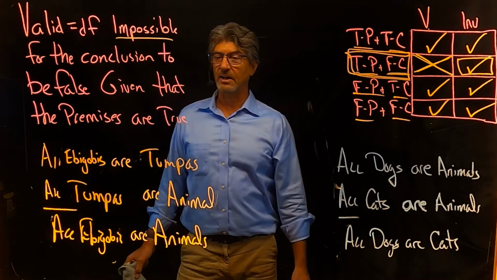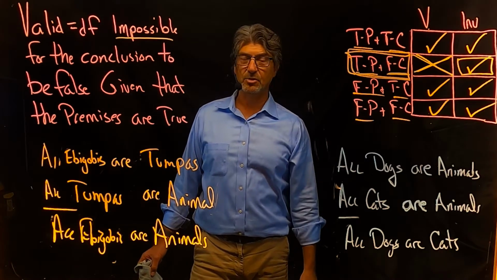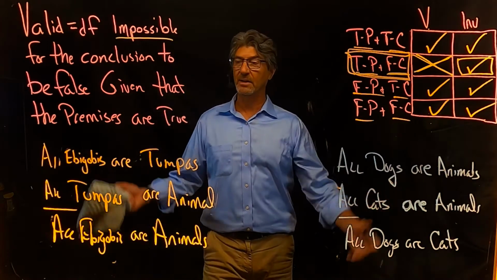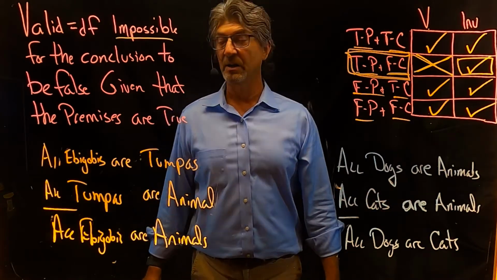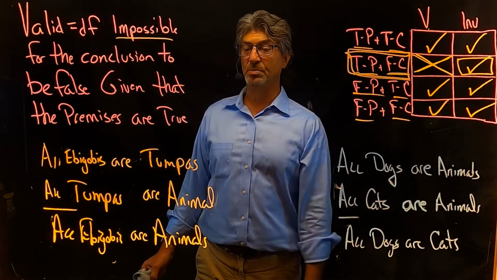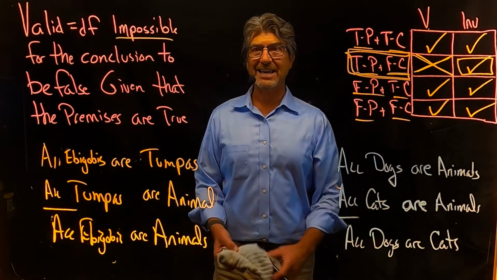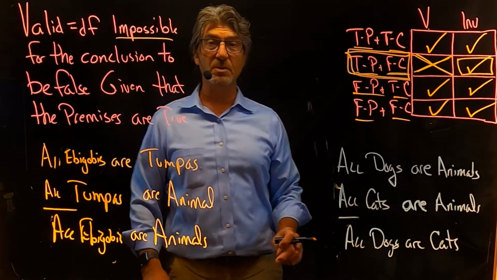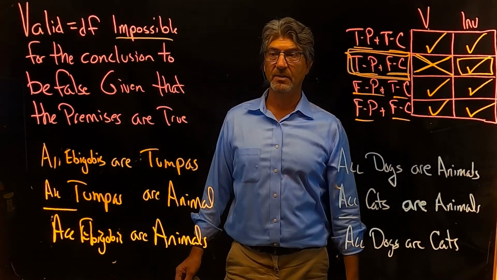Okay, let's just think about this for a second. All EB gobbies are toompas. Now, you're probably saying to yourself, what the heck is an EB gobby? What the heck is a toompa? How do I know if EB gobbies really are toompas or not, or if toompas are animals? I can't tell because I don't know what the heck they are. But notice, you can still determine whether this is a valid argument.